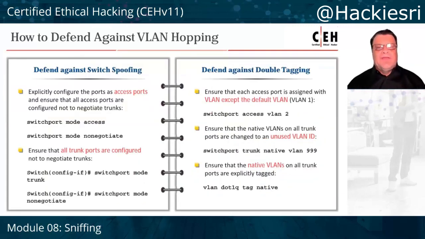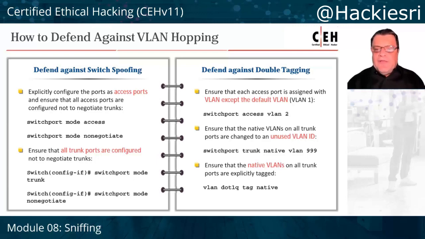How to defend against VLAN hopping. Defend against switch spoofing. In this case, explicitly configure the ports as access ports and ensure that all access ports are configured not to negotiate trunks. And we have the commands there. Next, ensure that all trunk ports are configured not to negotiate trunks. Once again, we see the commands there.